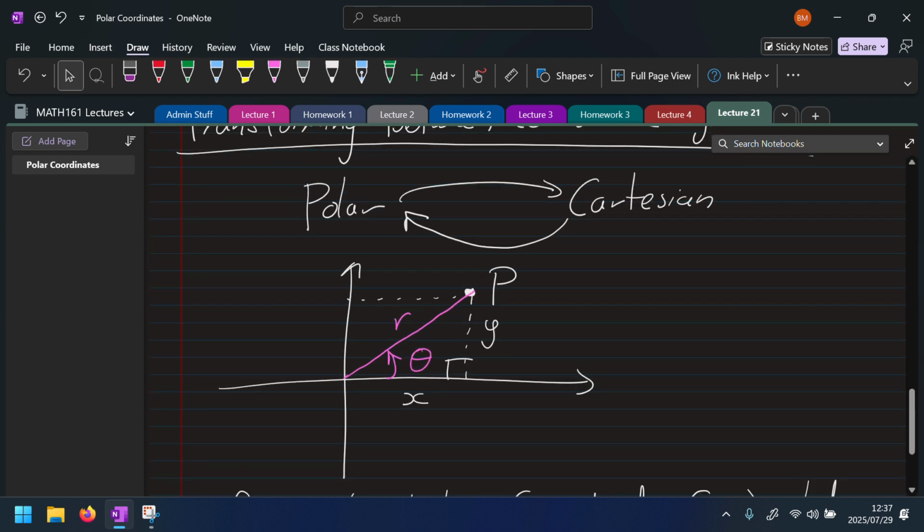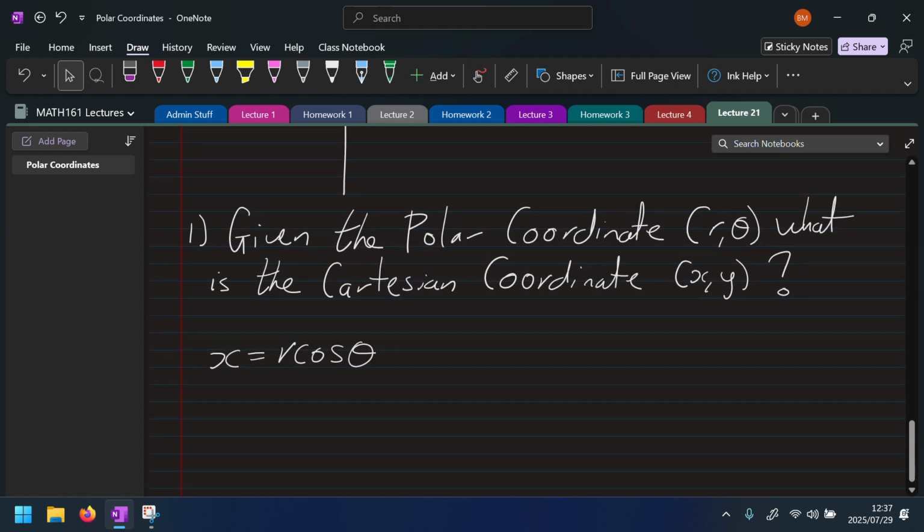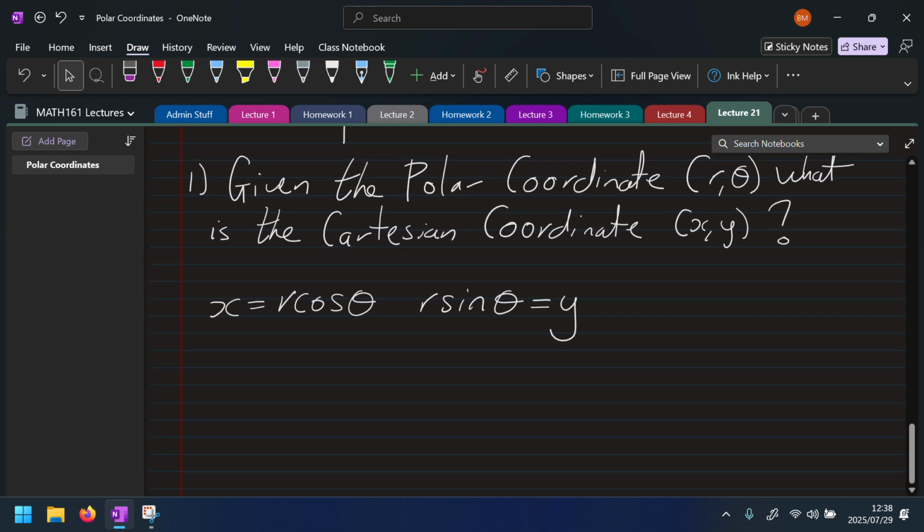Okay. So we've got that first part. We've got x is r cos theta. What about the y part? R sin theta. Okay, good. So given r and theta, we can calculate x and y. That will be y. Okay. Any questions? Easy enough. Okay, number 2, how do we go the other way?